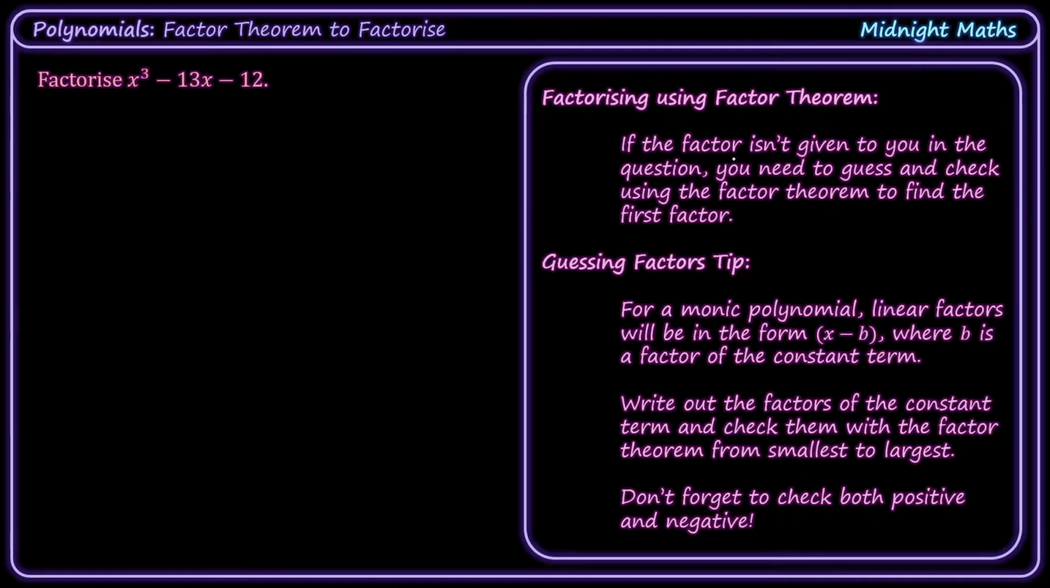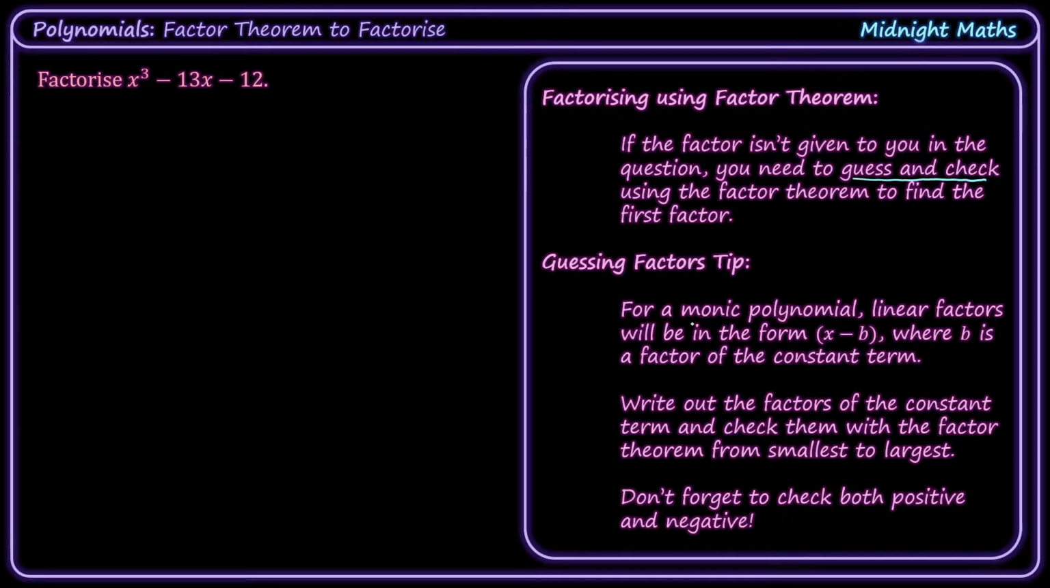And so if the factor isn't given to you, unfortunately, you're going to have to guess and check using the factor theorem until you find the first factor. This sounds like quite a lot of work. Guessing and checking has always been one of my least favorite things to do because it seems like kind of luck whether you get there or not. But I've got a strategy down here for you that should hopefully make it a little bit easier.